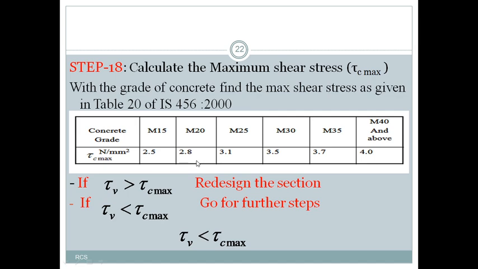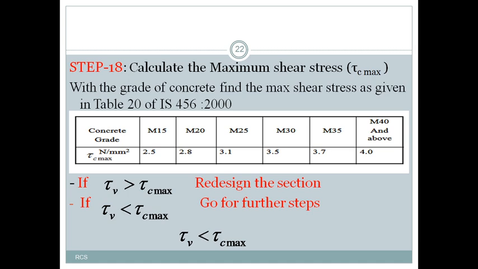Now compare both values. Tau V is 1.58 Newton per mm square and tau c max is 2.8 Newton per mm square. Now tau V is less than tau c max. If tau V is greater than tau c max, then it is not adequate to provide shear reinforcement, or to proceed with the shear design. But here tau V is less than tau c max, so I can say it is adequate to provide shear reinforcement.